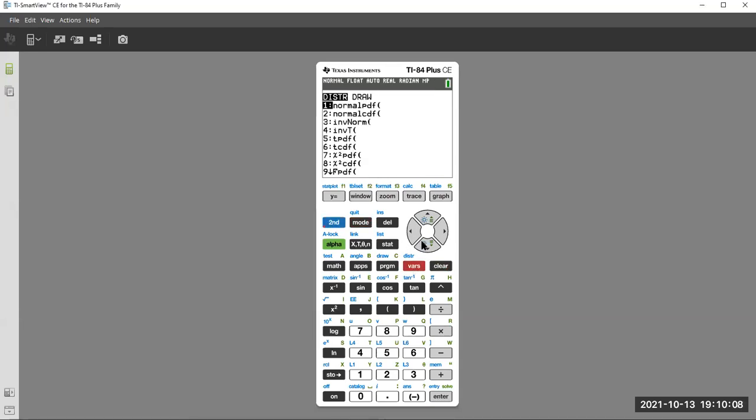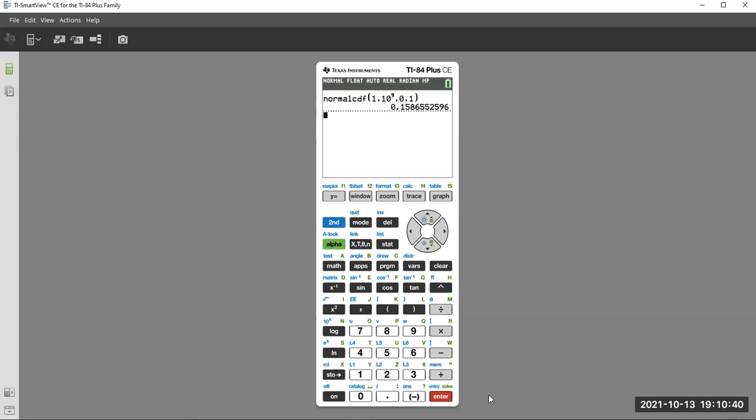Second distribution, normal CDF. Lower limit, I said it was 1. Upper limit, this is where I'll use the 10, and then I pick my caret key and raise that to the 9th power, 10 to the 9th. The mean is 0, the standard deviation is 1. Let me go ahead and paste that into my function.